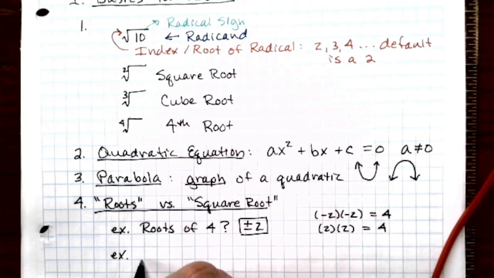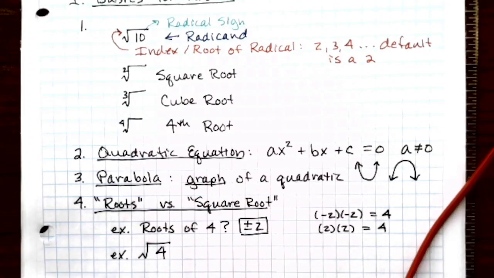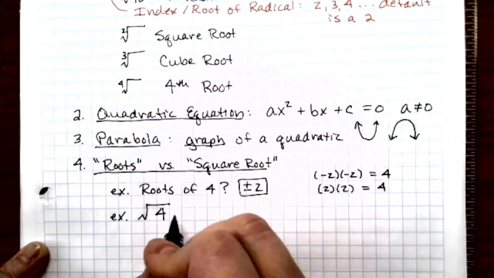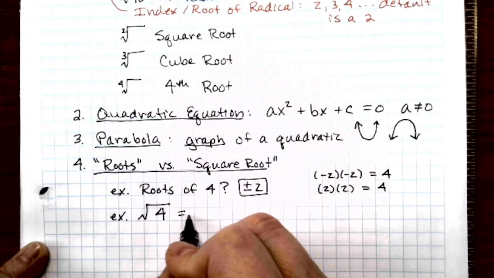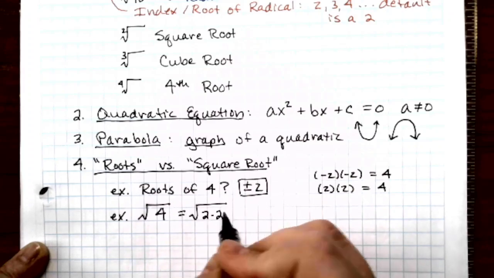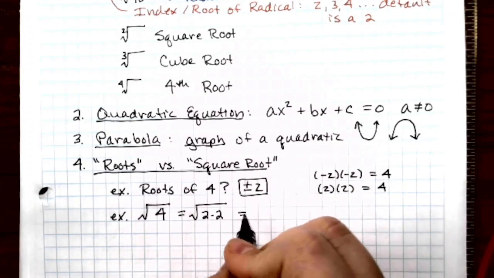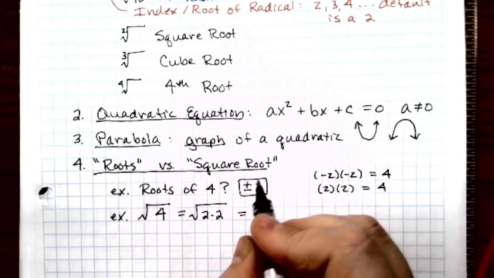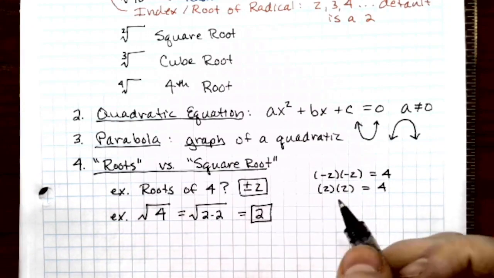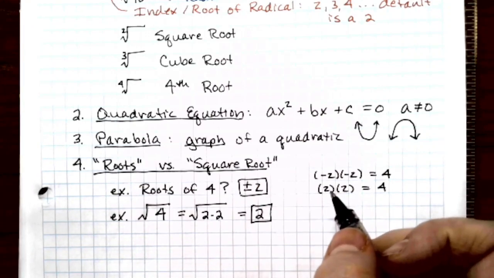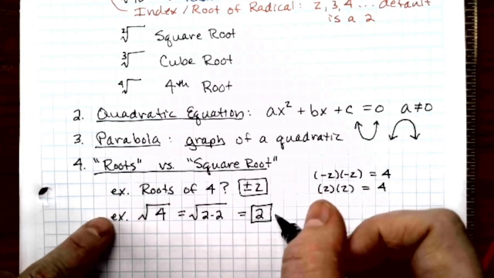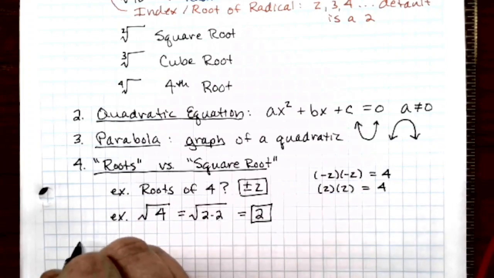Now, this is different than if you're trying to find the square root of 4. When you find a square root, you prime factor the number, which in this case is 2 times 2, and then with 2 2's, 1 comes out. 2 is the square root of 4. So this is roots, this is square roots.